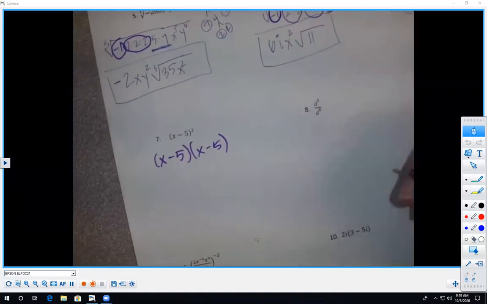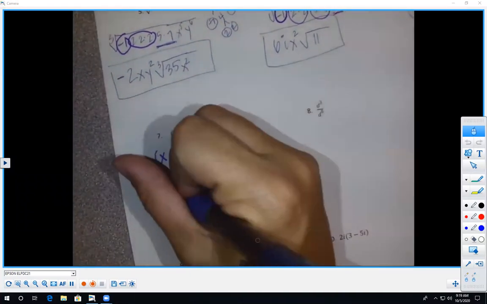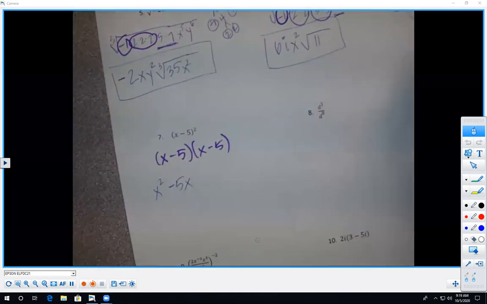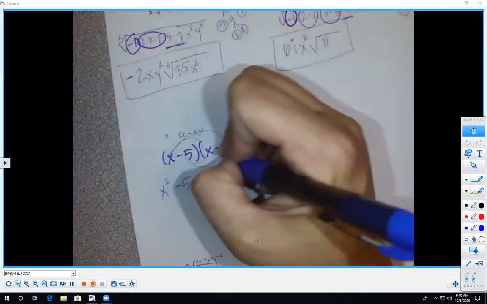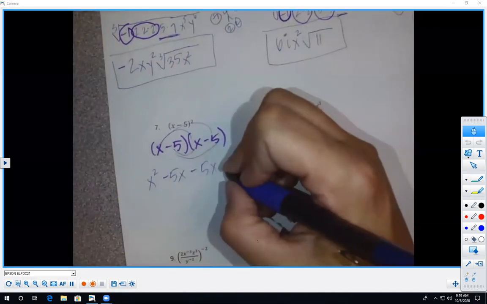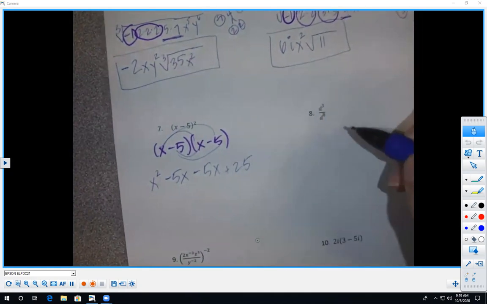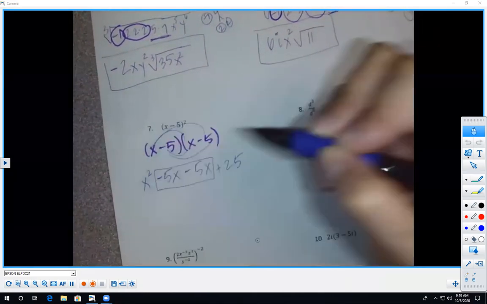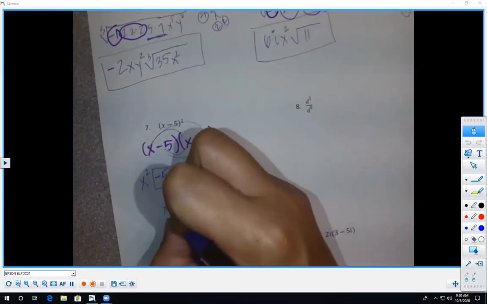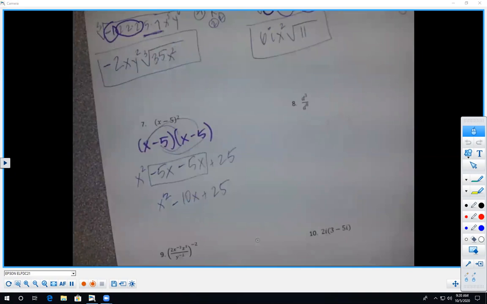So when I distribute, x times x gives me x squared. x times -5 gives me -5x. -5 times x gives me -5x. And -5 times -5 is positive 25. Combine like terms. What's -5x and -5x? -10x, right? So it's x squared minus 10x plus 25 is your answer.